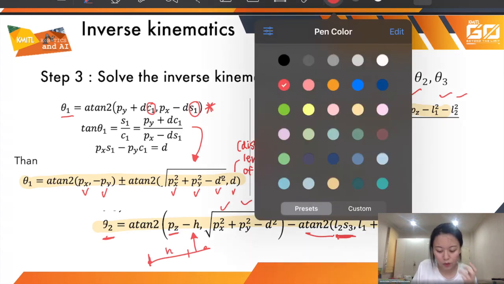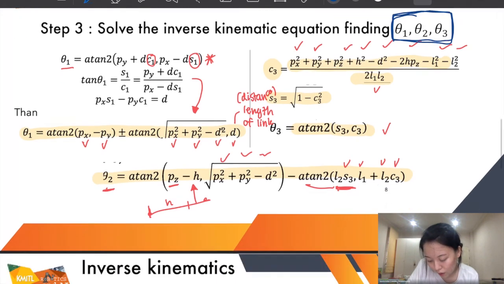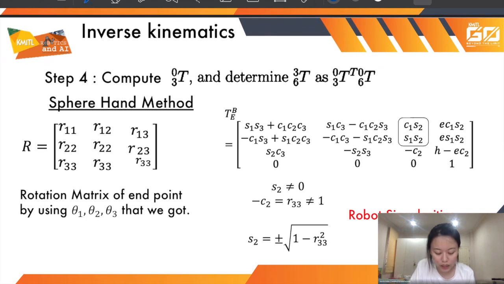So now we are supposed to find every single theta. Next we will use the theta 1, 2, 3 that we got before to find theta 4, 5, 6 by a new method, which is called the sphere hand method.